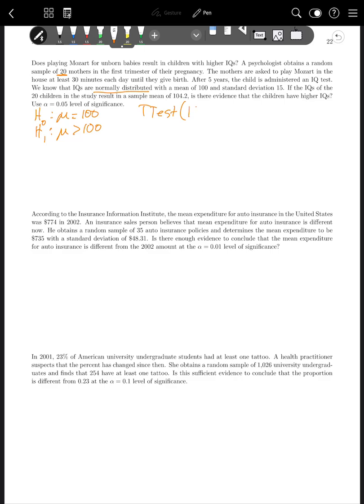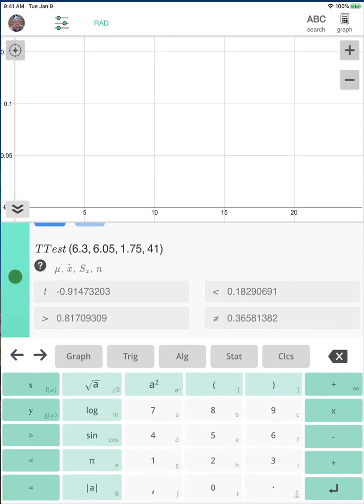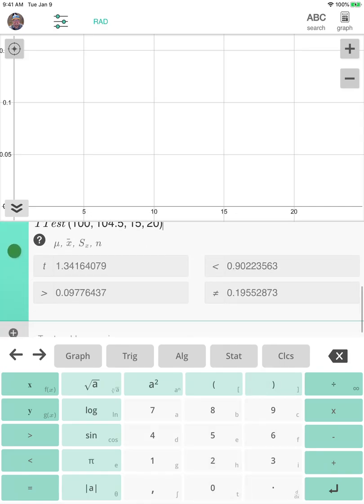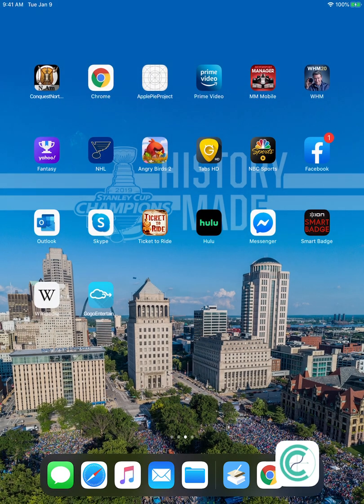So when we do a t-test, we put in our population mean, which is 100, our sample mean, which is 104.5, our standard deviation, which is 15, and our sample size, which is 20. Okay, and so when we do this one, 100, 104.5, 15, 20, and we're doing greater than, so that's 0.0978.